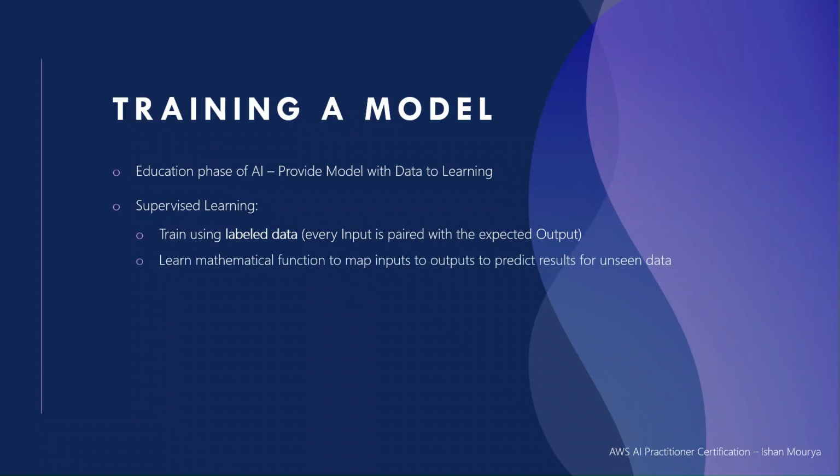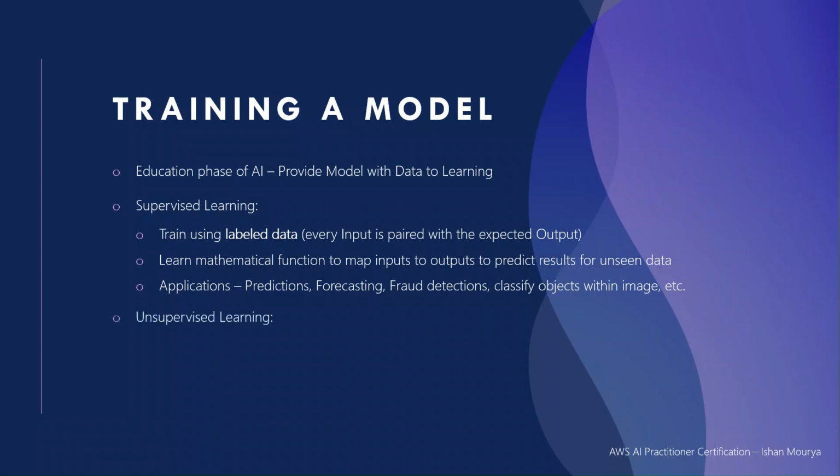Now, what the model does in supervised learning is it tries to learn the mathematical function to map your input and output. When it understands that mathematical function, it can use the same function further when you ask it something, and predict the results for you. Some applications of supervised learning are predictions, forecasting, fraud detection, and classifying objects within an image.